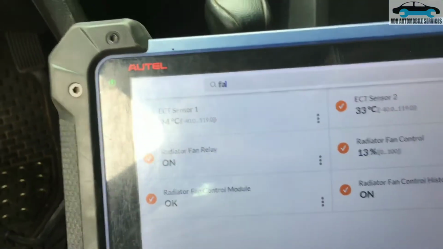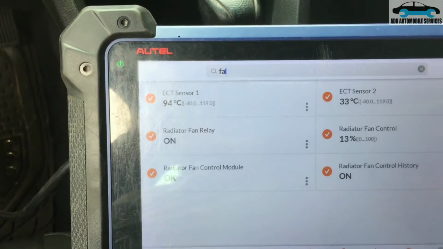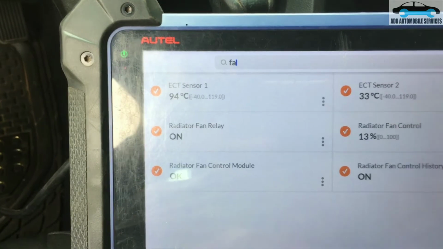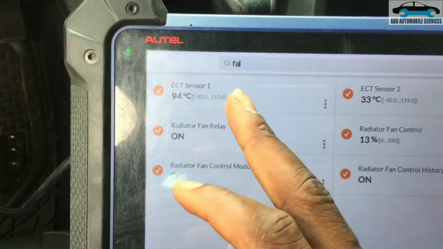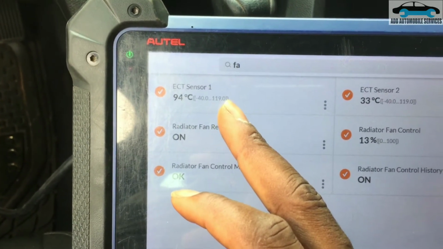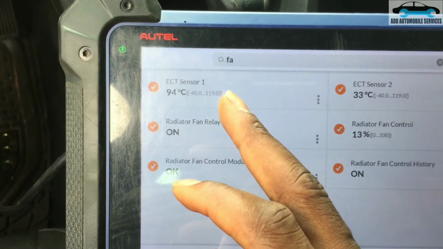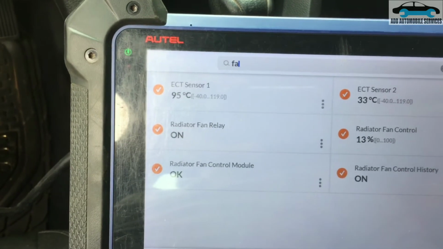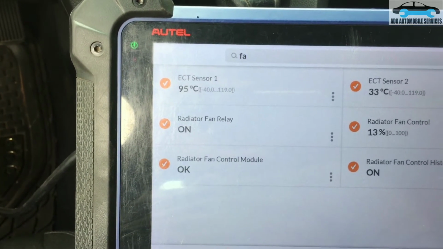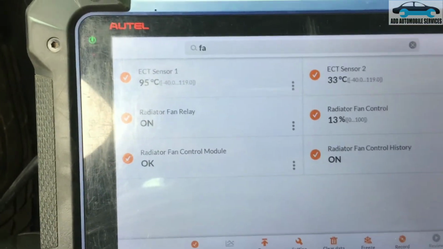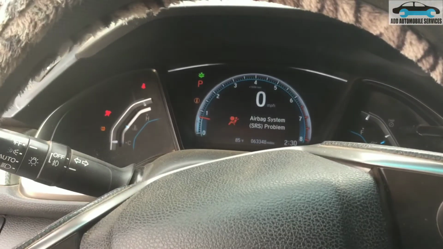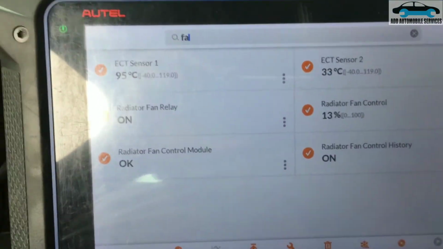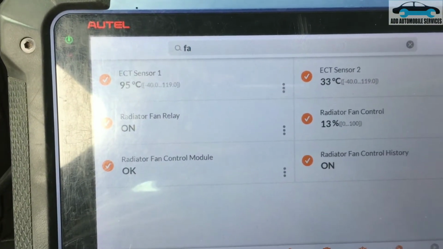From my live data that I'm capturing, it means there could be an issue with the thermostat, because up to 90 degrees and still the thermostat is not open. So you can see it's 94 degrees and 32 degrees. That means still the thermostat hasn't opened yet. So what I'll do now is I'll wait for it to get 100 degrees, and you can see where the temperature gauge is.